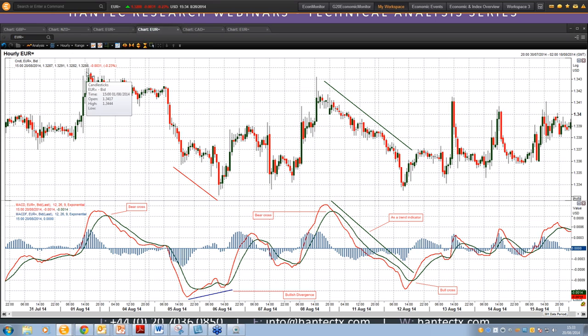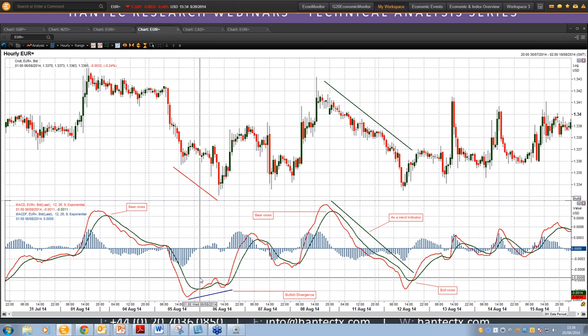And what do we get here? Well, you've had a bear crossover here, early in August, and that crossover works pretty well. Strong move to the downside. You've then got a bullish divergence, where you've got a continuation to the downside, and you get your bullish divergence.